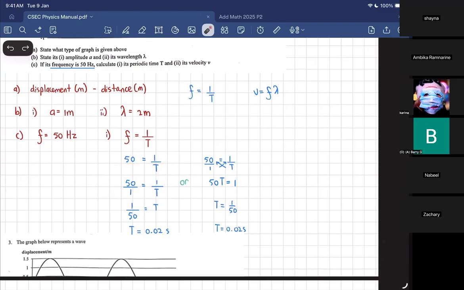One of my options is to reciprocate both sides. If I find the reciprocal on both sides, 1 over t turns to just t. So t is equal to 1 over 50, and I get my answer in one step. You could also choose to cross multiply. 50 by t is 50t, 1 by 1 is 1. From here, just divide both sides by 50, and you get your answer.